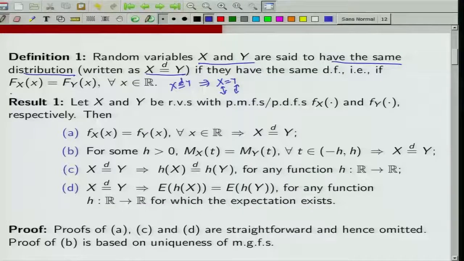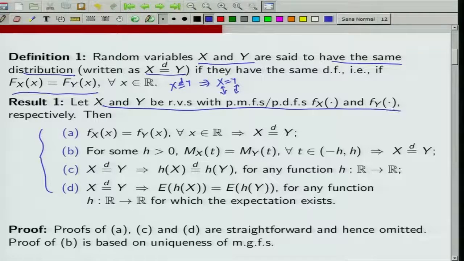Now, many times it may not be straightforward to find the distribution functions, so we need to develop some criteria through which we can check whether two random variables have the same distribution or not. So, this result is in that connection. It says suppose X and Y are two random variables and suppose their probability mass function or probability density function are f_X and f_Y respectively. Now, if the probability mass functions or the probability density functions are also the same for random variables X and Y, then clearly X and Y have the same distribution.